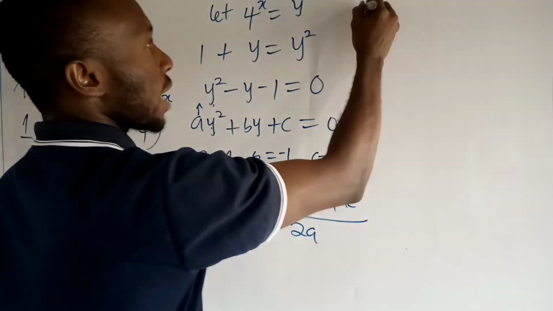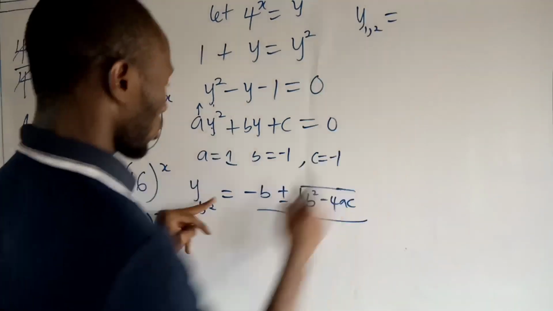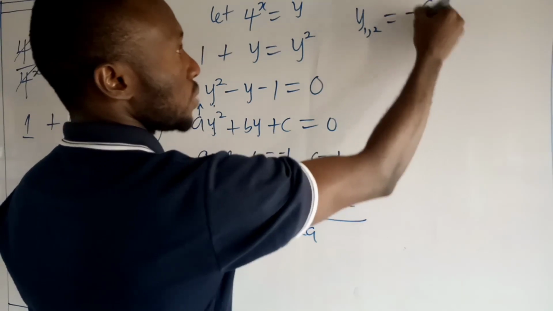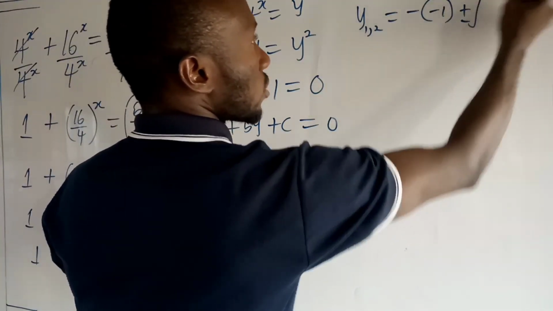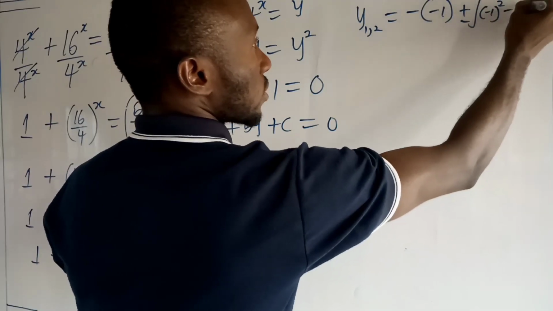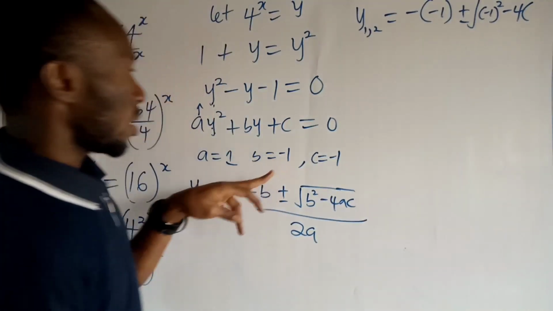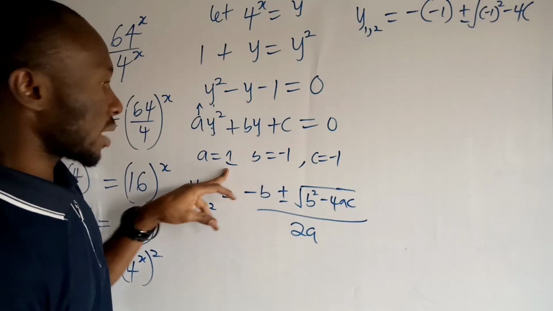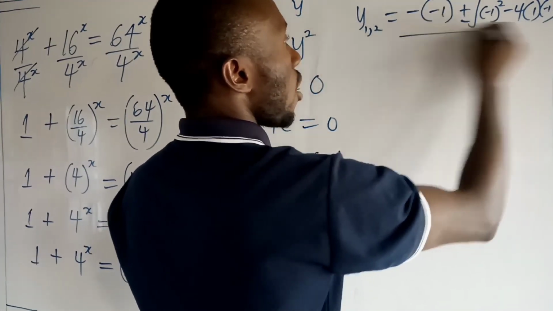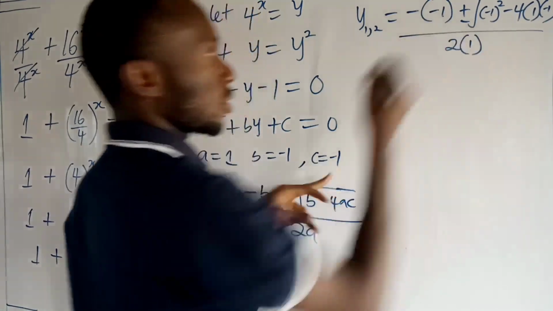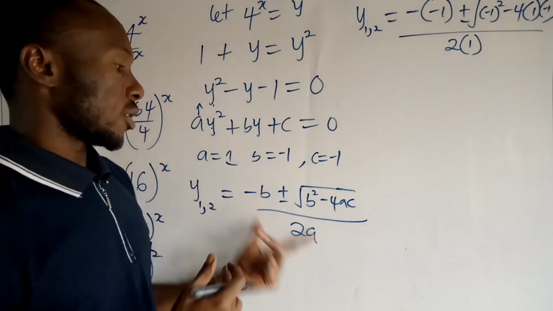So we have y1, 2 is equal to minus b. b is minus 1, so we have minus 1 plus or minus the square root of minus 1 squared minus 4 times a, which is 1, and c, which is minus 1. So 1 times minus 1, all over 2 times 1. Okay, so I just plug all these values into this formula.